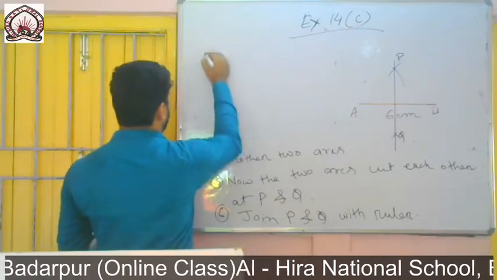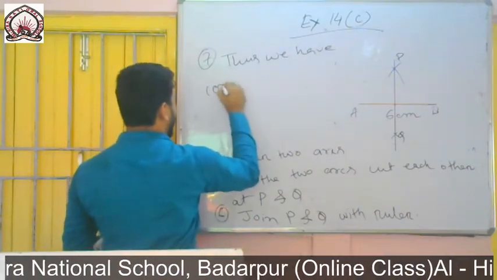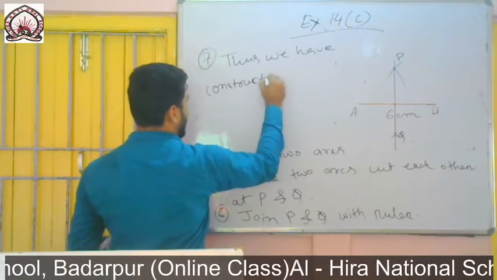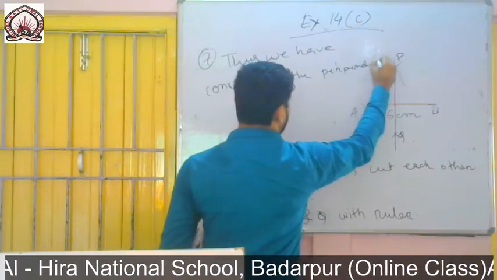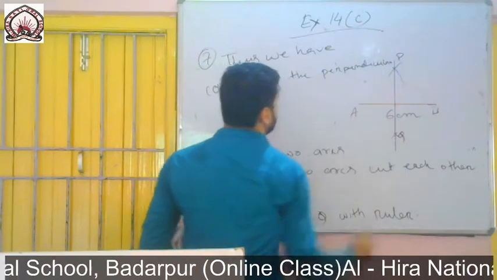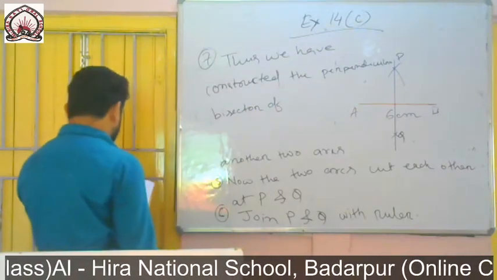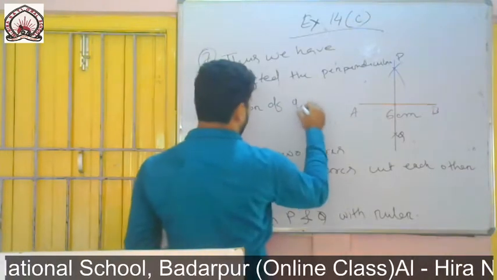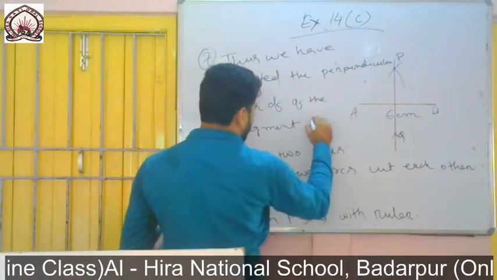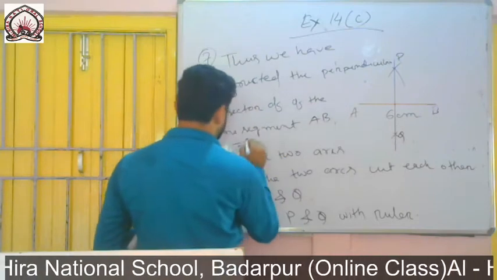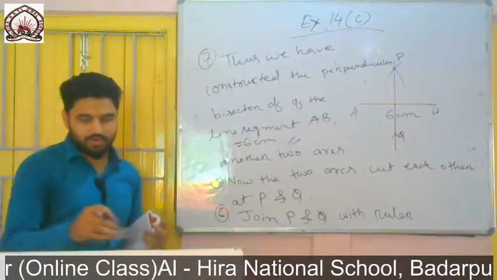Number 7 you write, thus we have constructed the perpendicular bisector of the line segment AB equals 6 centimeter. Okay, so that is the first.